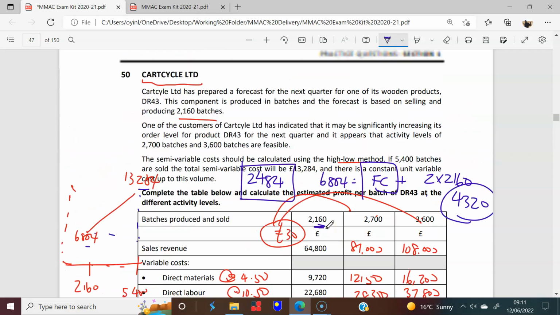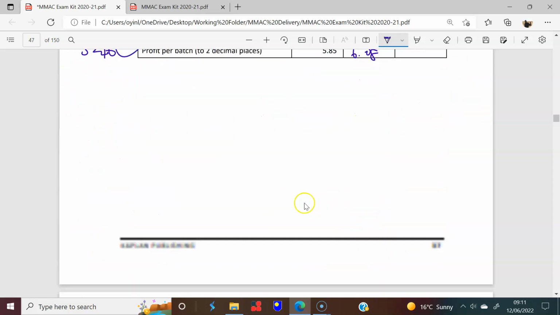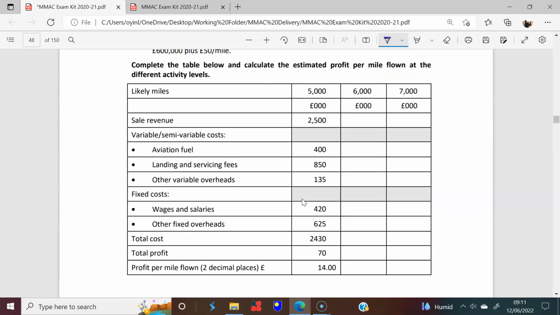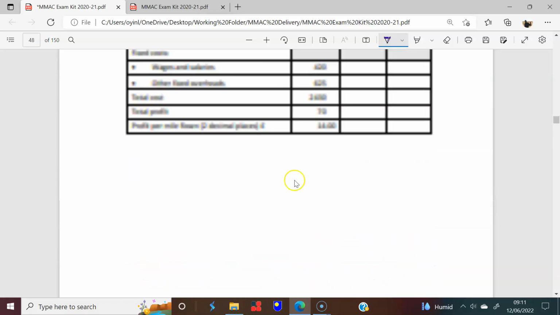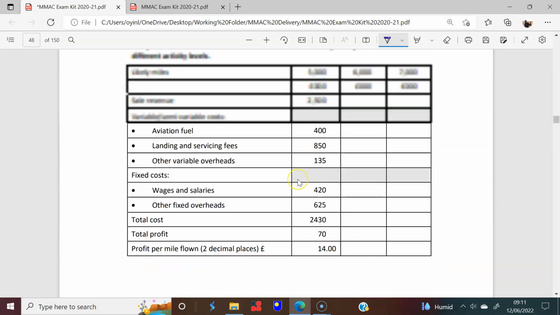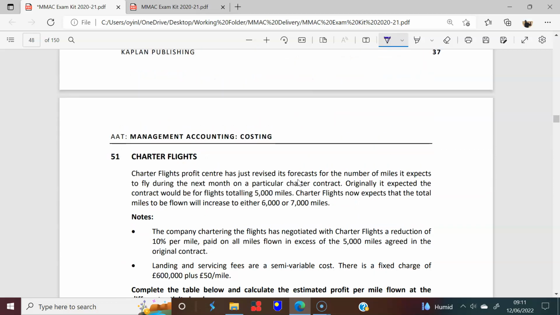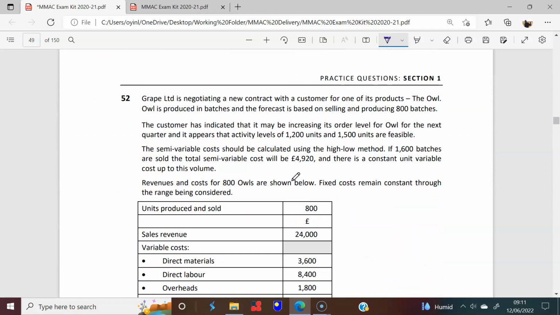And that is question 50. So you can see there were variable elements as well as the semi-variable element, which I suspect must be the same thing here. There's a bit of play around with this as well, but in effect this is literally the same thing. 51 repeats itself. It looks exactly like that.